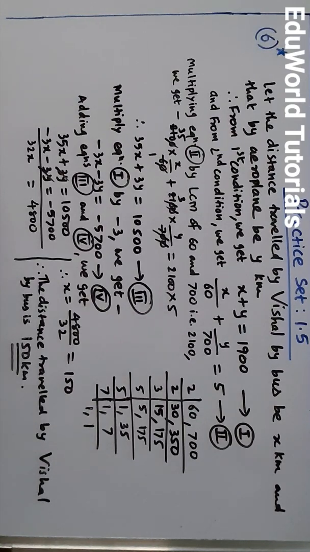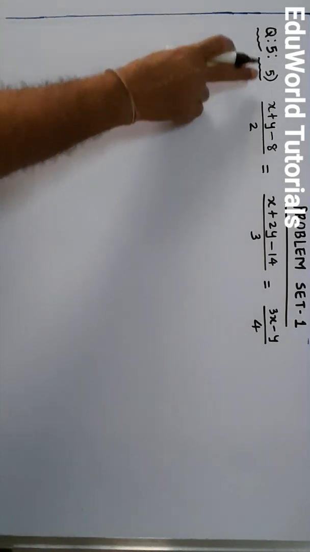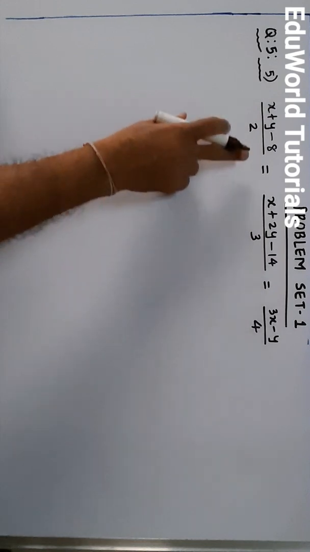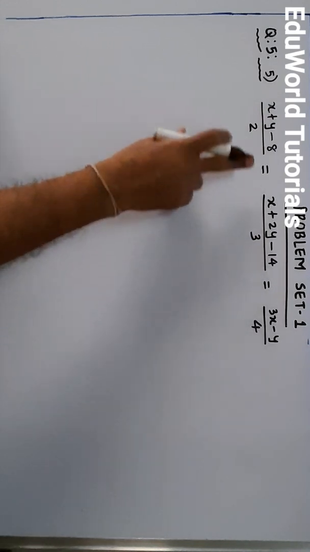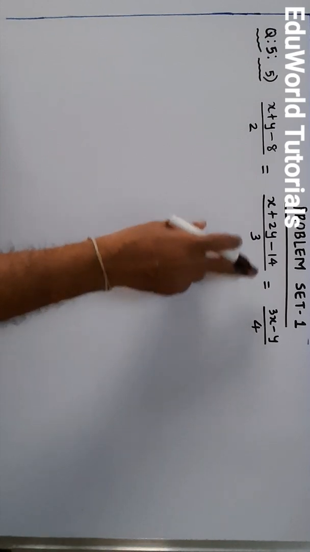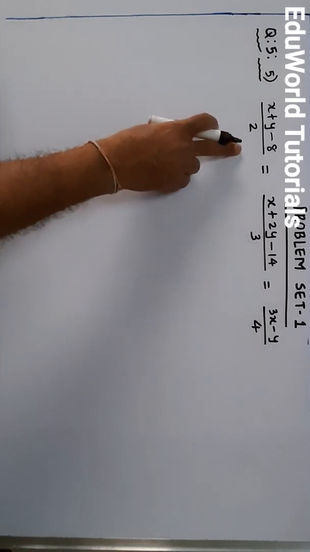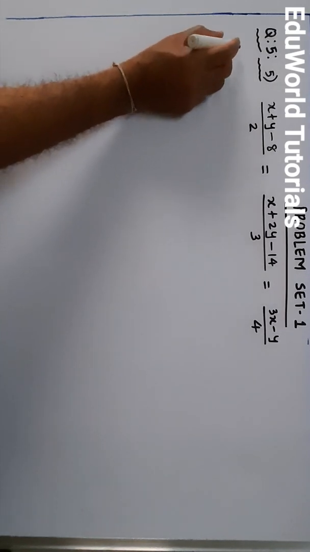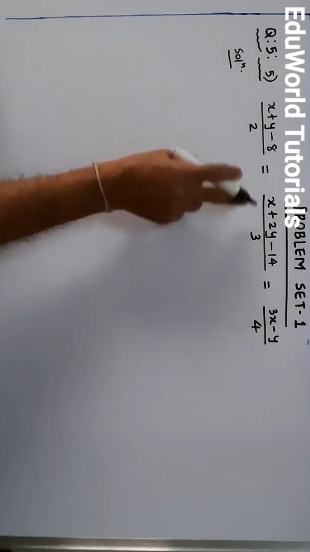The first sum we are solving is the 5th sum of question 5 of problem set 1. Here you see that two separate equations are not given, but there is equality between these three terms. So what we will do is, from these three equalities we have to form two equations. So in the solution what we will write? In the solution we will write these two terms are equal.